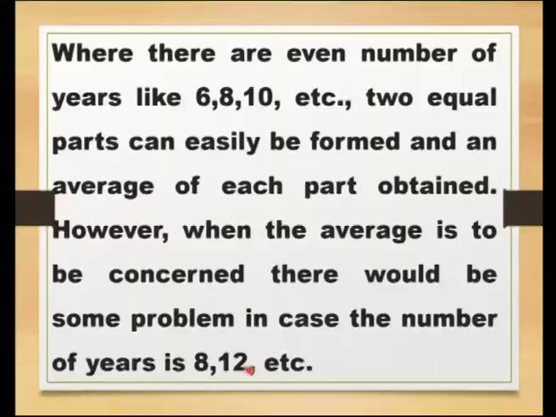That average of the first 4 years calculated should be written in between the middle of second and third year, because for the first 4 years there is no middle point, isn't it? Therefore, the average of the first 4 years has to be written in the middle of second and third year. Similarly, for the last 4 years, the average should be written in between the 6th year and 7th year.